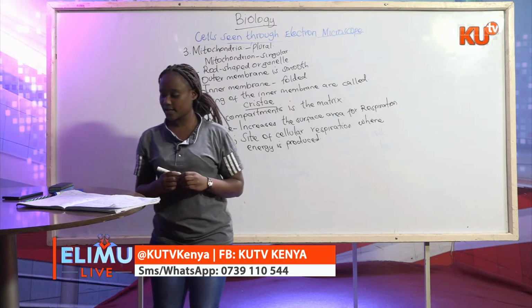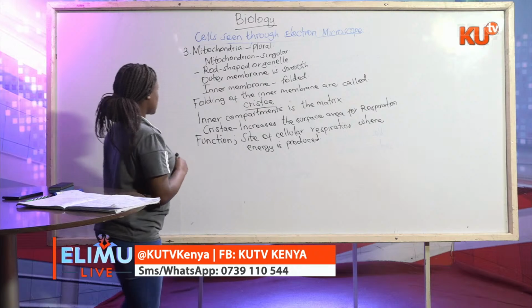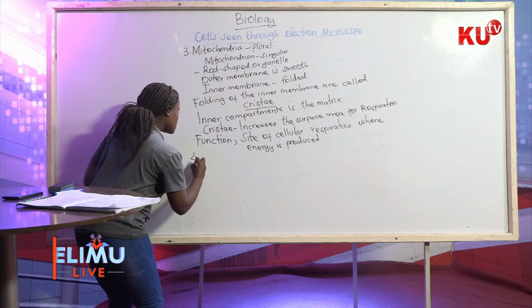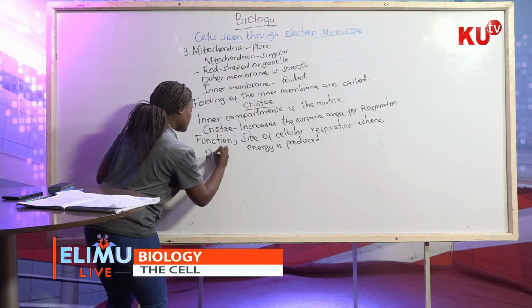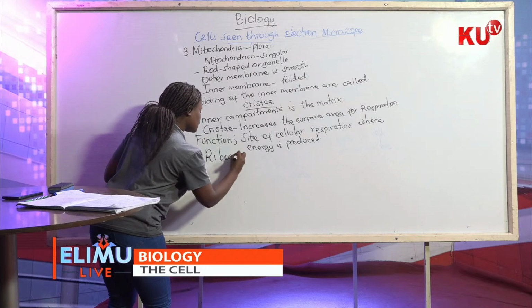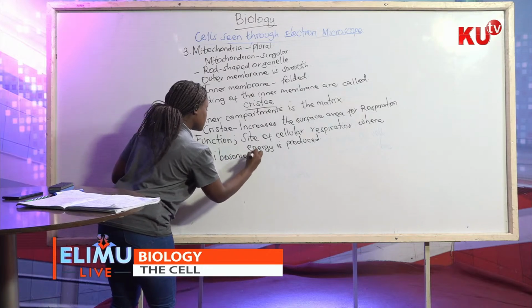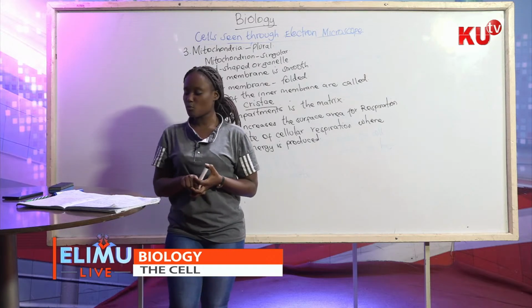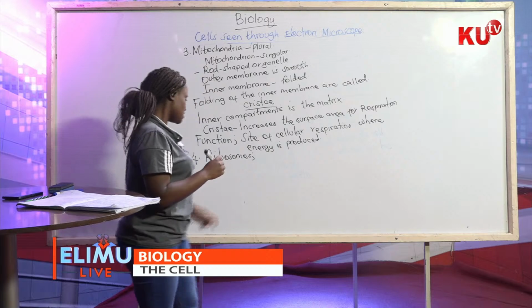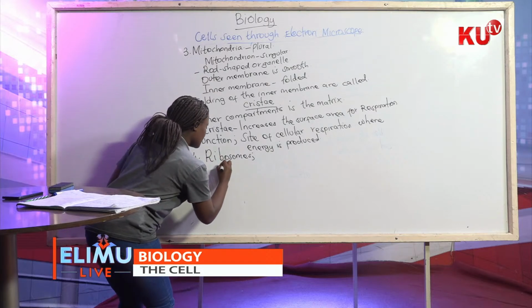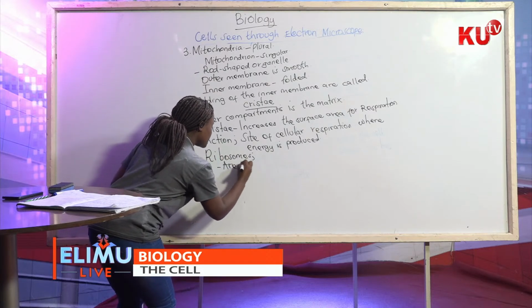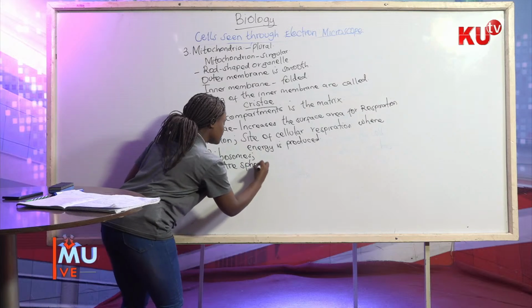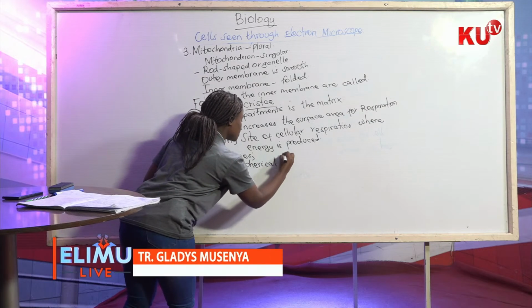We go to our next organelle, that is ribosomes. The ribosomes, our fourth organelle. So ribosomes are small spherical structures. So they are spherical structures.